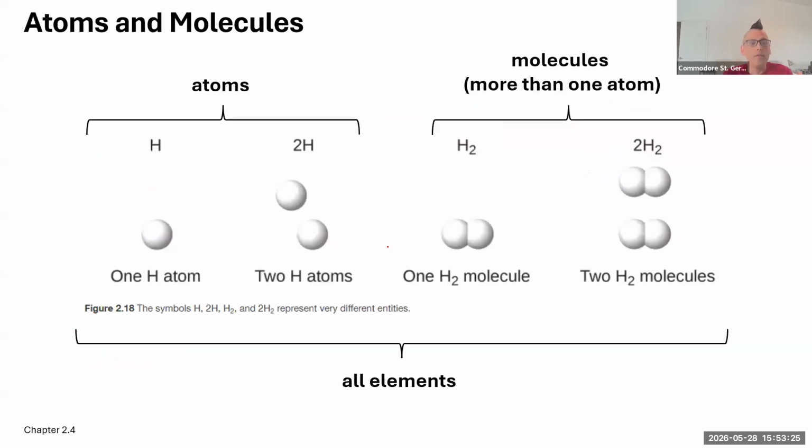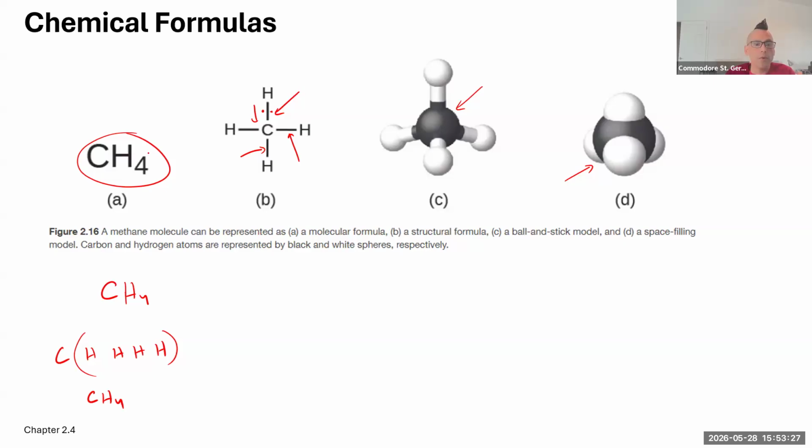This four directly tells you that there's four hydrogens. This has nothing to do with how many carbons there are. That four is specifically for that hydrogen. So there's one carbon, four hydrogens.